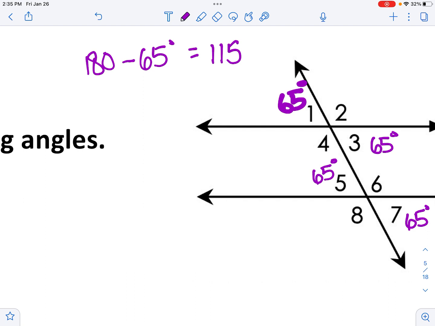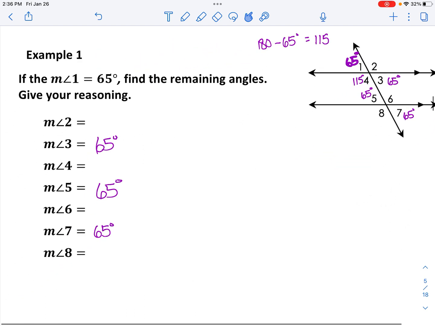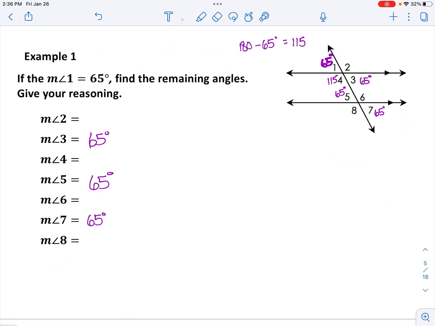So, okay. So now we have that is 115. I'm just going to write it in here. This is 115 degrees. Well, that's going to be helpful. Let's write that over here because now we should probably be able to figure out everything else. This is 115 degrees.